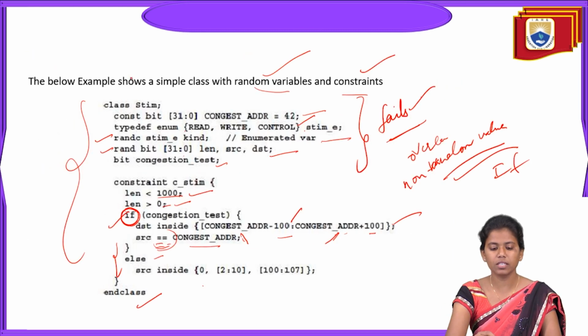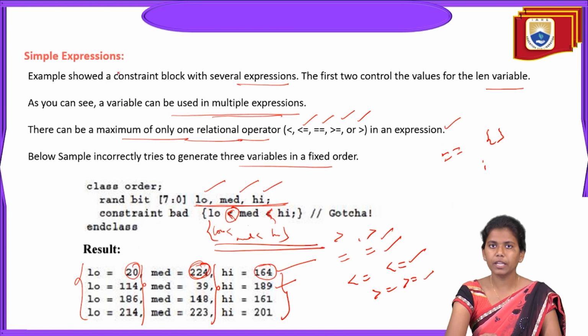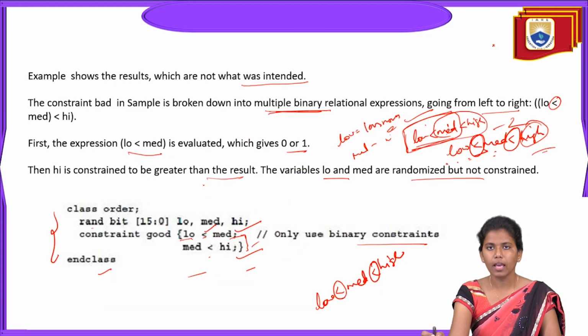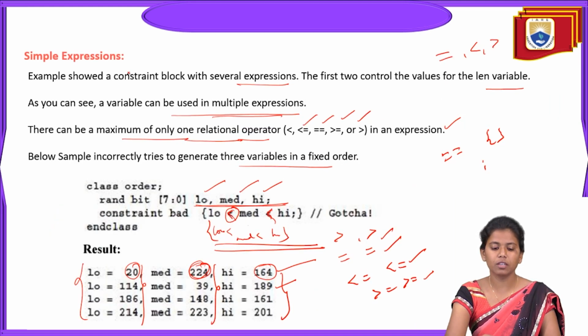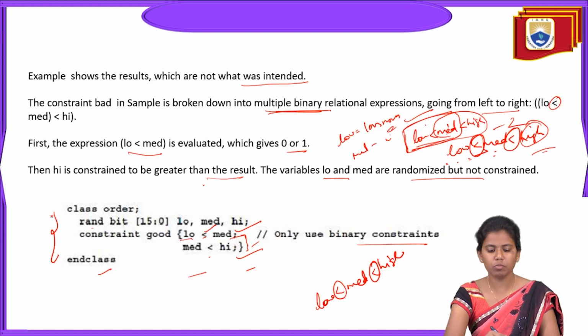In order to achieve the randomization, we construct different constraints. Those different constraints are in terms of simple expressions, that is equals to, less than, or greater than. In simple expressions, we have to remember one thing: only one relational operation can be given at a time, not multiple times. Here the good example is that the relational operator less than is given only once when comparing the two cases, low to medium and medium to high.